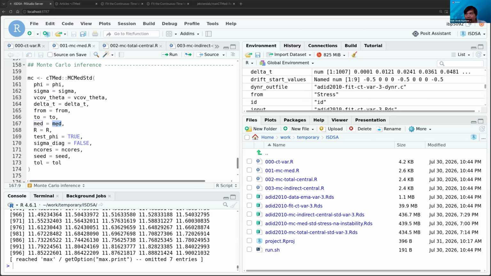So in this particular example, my from is stress, my to is instability, and my mediator is negative affect. Okay. R is basically just the number of Monte Carlo replications. Test phi is to make sure that the drift matrix that we're generating is stable. Diag sigma is for when your process noise covariance matrix is just diagonal, you can specify that. N cores is the number of cores. Because this can be computationally expensive, it's a good idea to specify many cores. Seed is just the random seed because this generates data. It's good to have reproducible results.